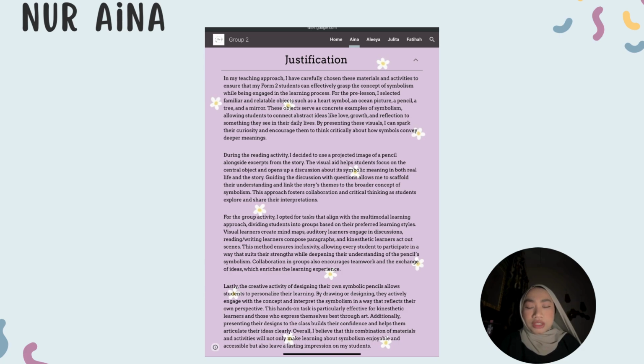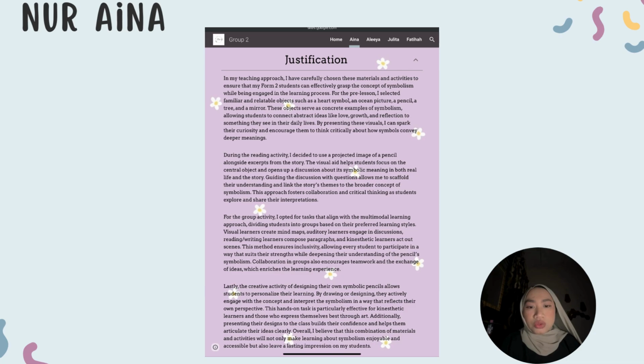Next, we have the group activities, for tasks that align with the multi-modal learning approach. So, dividing students into groups based on their preferred learning style. We have four. The first one is visual learners, they can create mind maps. Auditory learners can engage in discussion. Reading and writing learners can compose paragraphs. And kinesthetic learners can act out scenes.